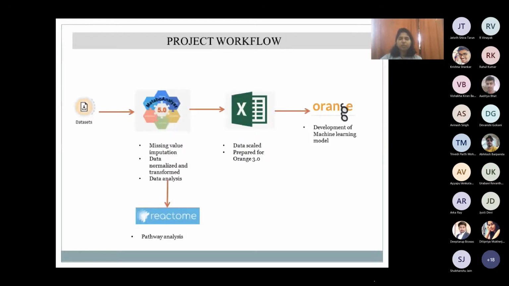The following project workflow has been processed. The dataset which was received was first uploaded in MetaboAnalyst, where single-value imputation took place. The samples were normalized and data was transformed. Then various data analysis processes were followed. The IDs obtained from MetaboAnalyst were then fed into Reactome, where pathway analysis was done.